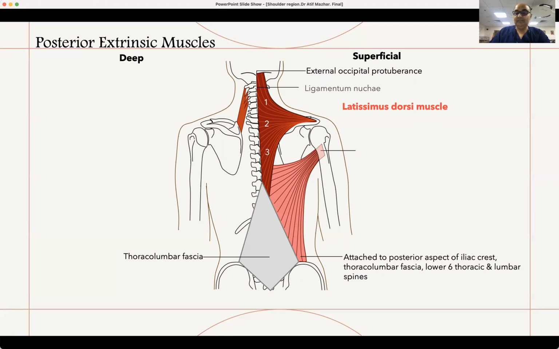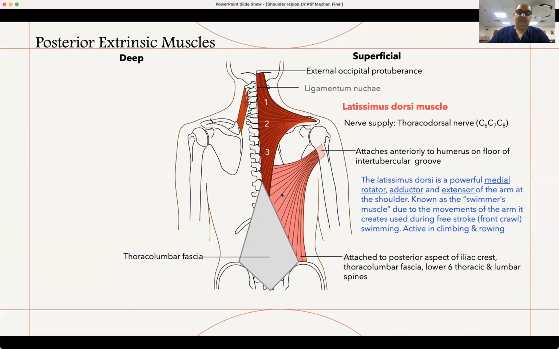Now this is the attachment to the hip bone, and that's the attachment to the humerus. Which part of the humerus does it go? You remember the bicipital groove? So it goes and fills the floor of my bicipital groove. And then this very strong muscle, who's controlling it? Thoracodorsal nerve. Ignore these at the moment.